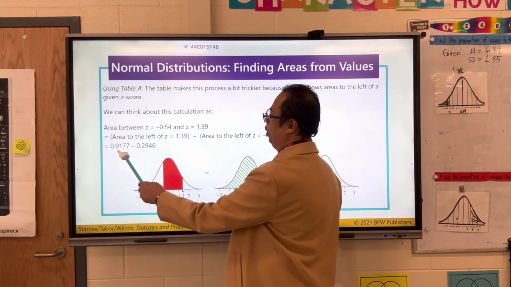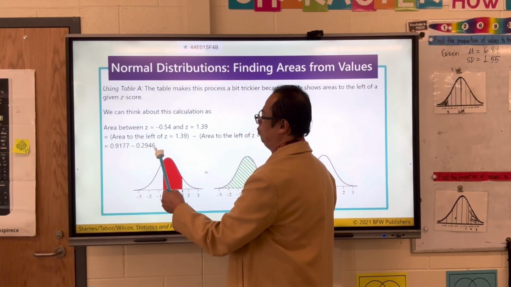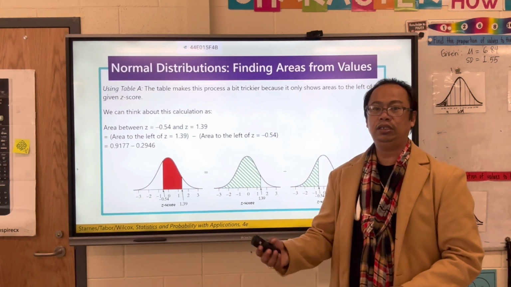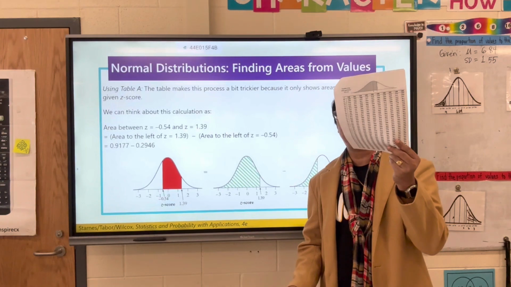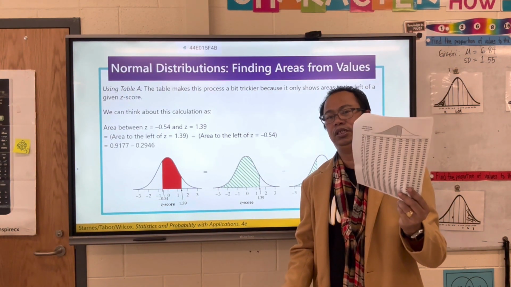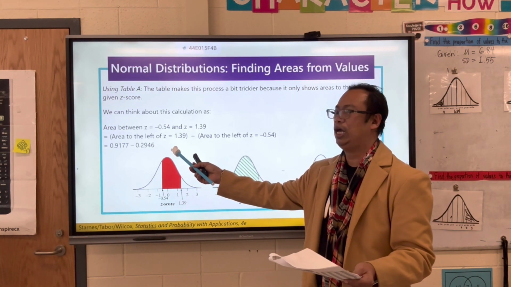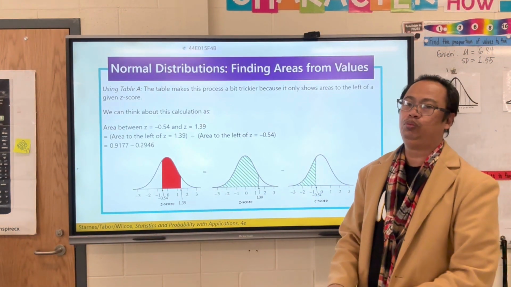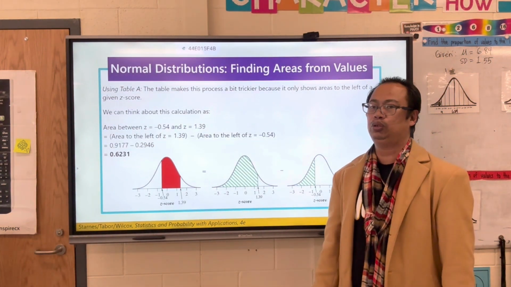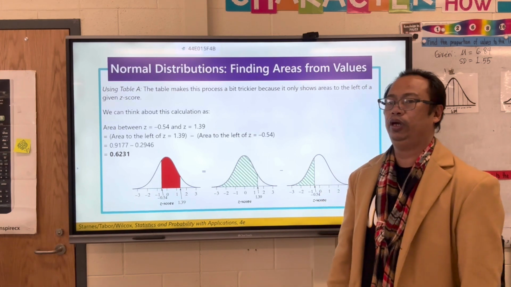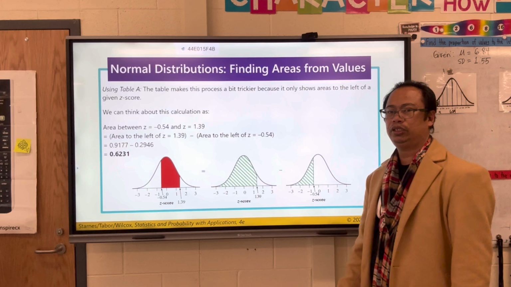So we get the 0.9177 from the table. Then we got 0.2946 from the table. These two values we get from the table. Okay? Again, transmutation table. We get it from our transmuted table. The 0.9177 and 0.2946. So after getting it, we subtract it and we come up with the answer 0.6231 or 62.31%. So meaning the area here is 62.31%.